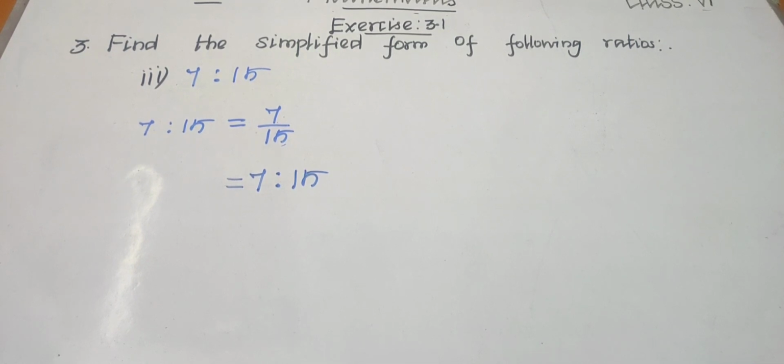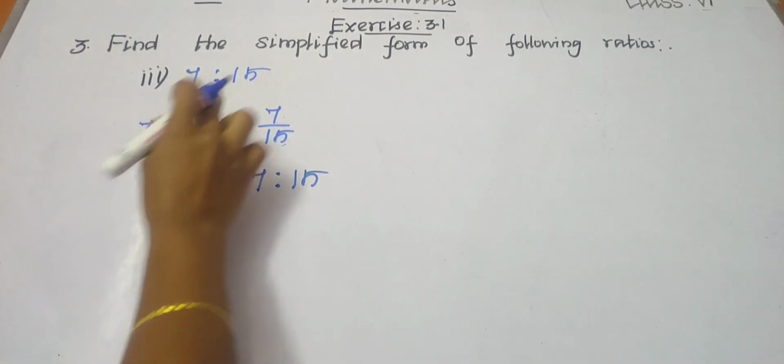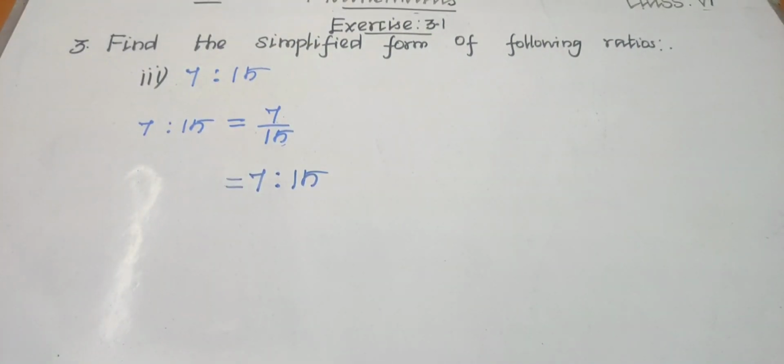Children, first of all we need to write that ratio in the form of fraction, and we need to check whether we can make it into simplest form or not. If we can make that into simplest form, we can write it in the simplest form. If not, we can write the same question as the answer.